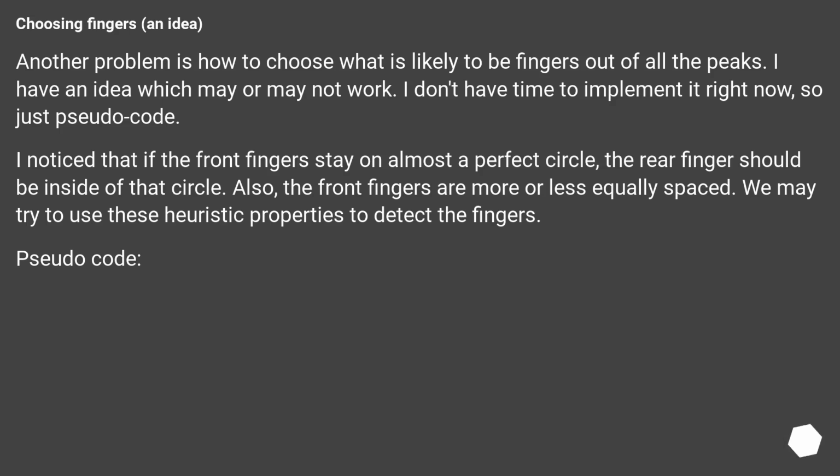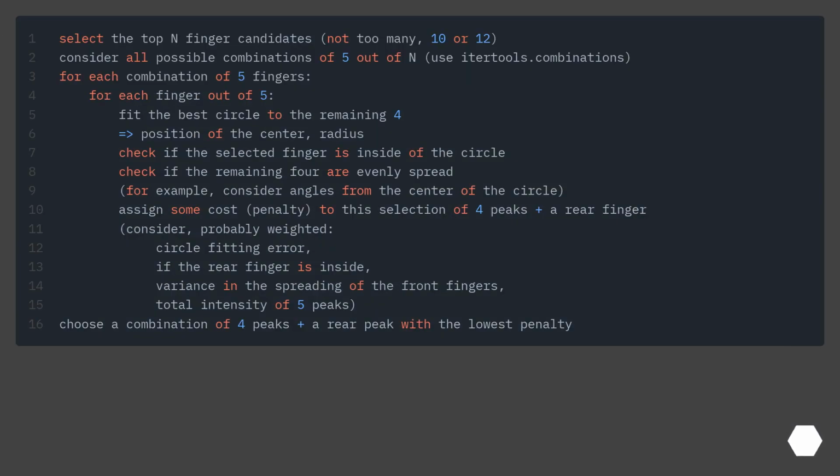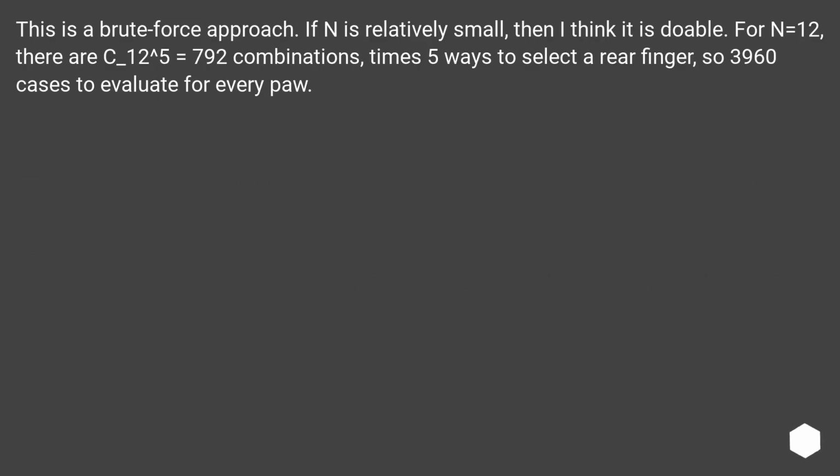Pseudocode. This is a brute force approach. If n is relatively small, then I think it is doable. For n equals 12, there are C(12,5) = 792 combinations, times 5 ways to select a rear finger, so 3,960 cases to evaluate for every paw.